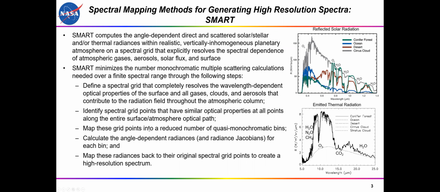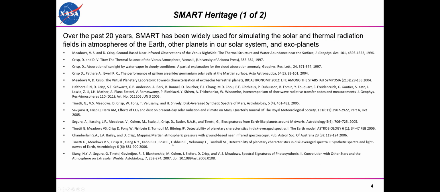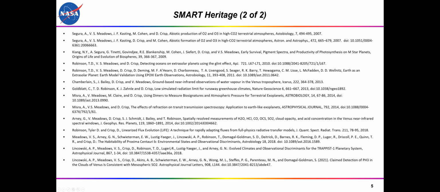We then do a monochromatic multiple scattering calculation on each bin, and then we map the results back to the high resolution spectrum from which they came. Okay, so that's basically the approach that we use for SMART. Pretty straightforward. As I mentioned last time, it's documented in a lot of papers.